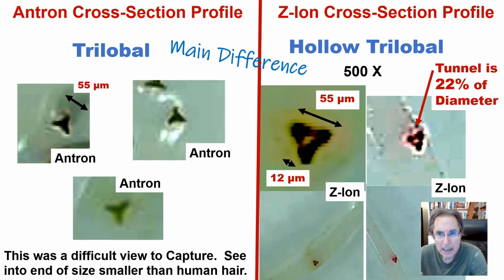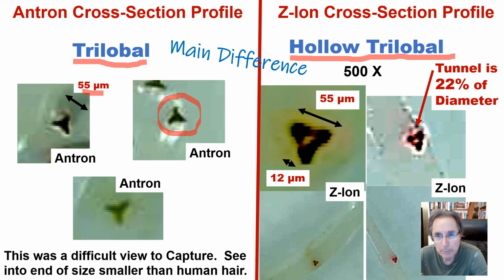So remember that die we talked about, where it's like our Play-Doh gets squirted through. Both the Antron and Z-lon get this trilobal profile. Now what I did is I took the Antron and I took the Z-lon. I put them in epoxy and I made thin slices. And this is like looking at the end of a human hair, except smaller. You can actually, and this is really cool, see that trilobal profile, and it's 55 microns across.